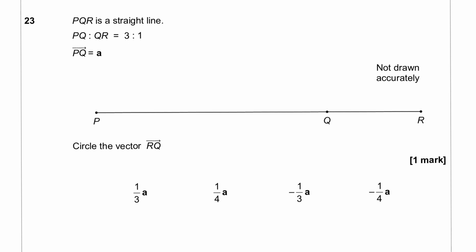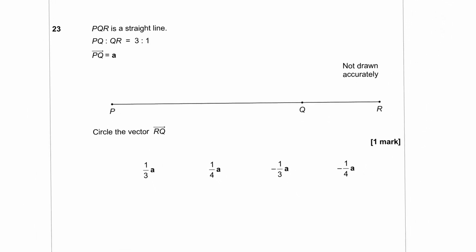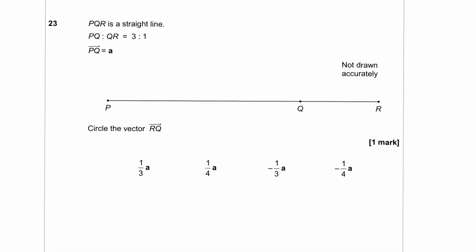So having a look at question 23. Question 23 says that PQR is a straight line, and it's given us a ratio of P to Q, which is 3, and Q to R, which is 1, and it says that PQ with the arrow on top is a vector. So the vector PQ is represented as A. So it wants us to circle the vector for RQ.